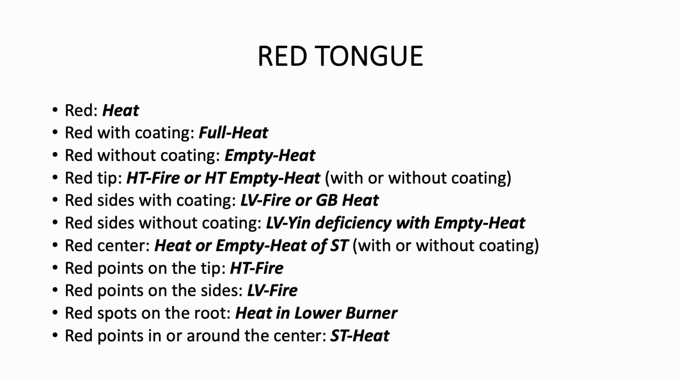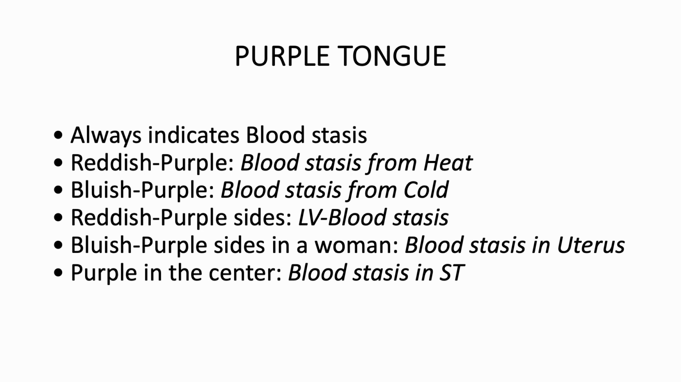Red points or spots are frequently seen on the tip, heart fire, on the sides, liver fire, on the root, heat in the lower burner, and around the center, stomach heat. A purple tongue always indicates stasis of blood.